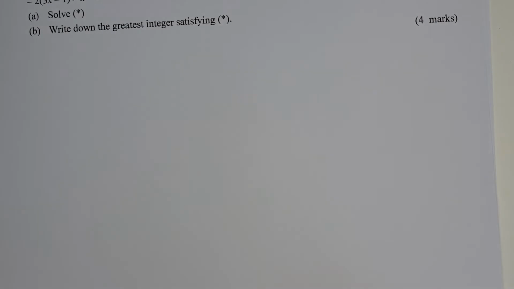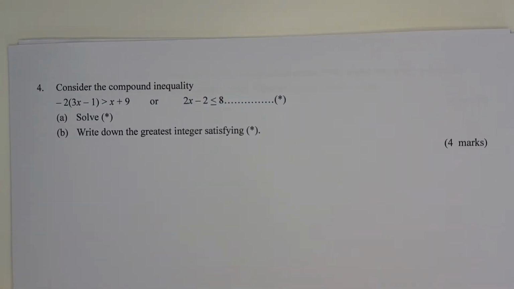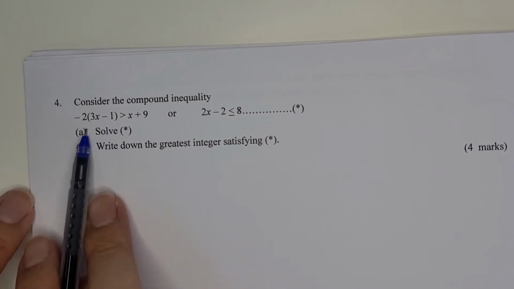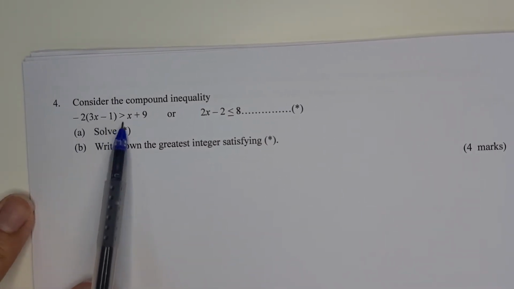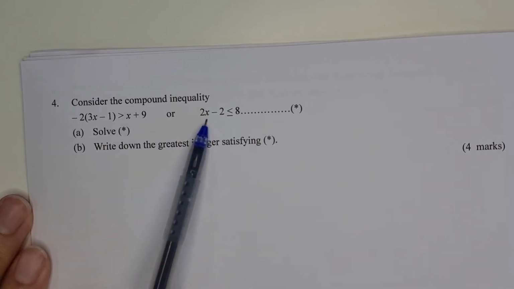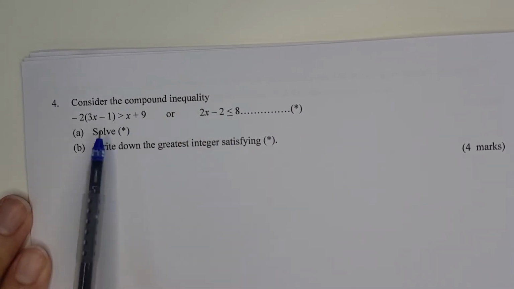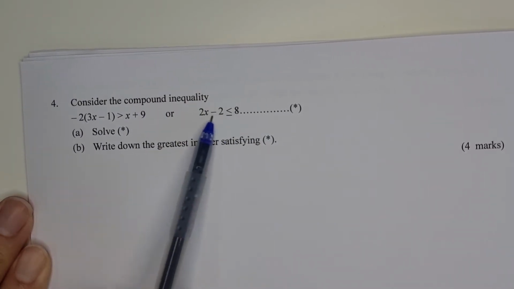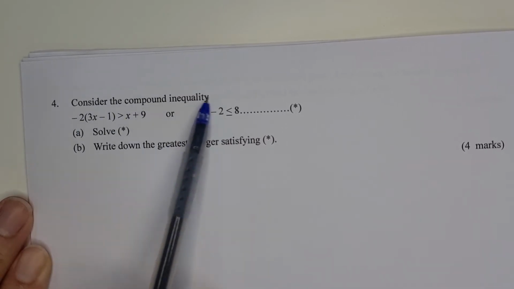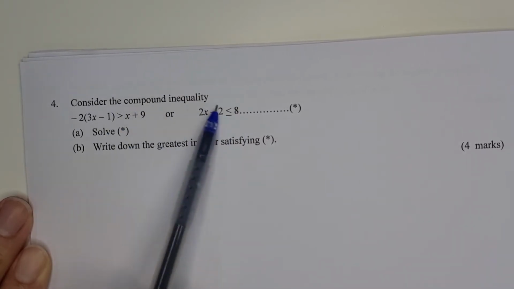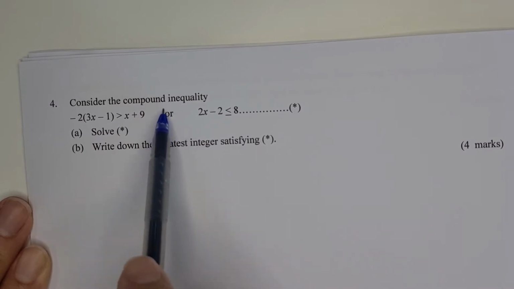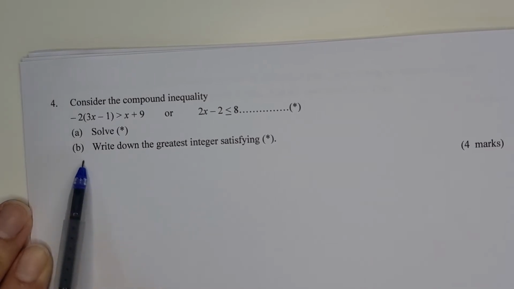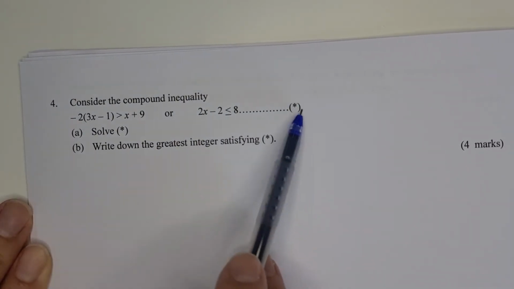There's the compound inequality. Consider the compound inequality negative 2 bracket 3x minus 1 greater than x plus 9, or 2x minus 2 less than or equal to 8. Part A, solve star. Star means this compound inequality, not just this one. Solve star, that means solve both of these inequalities. It's a compound inequality with the logic OR connecting these two inequalities. B, write down the greatest integer satisfying this compound inequality.